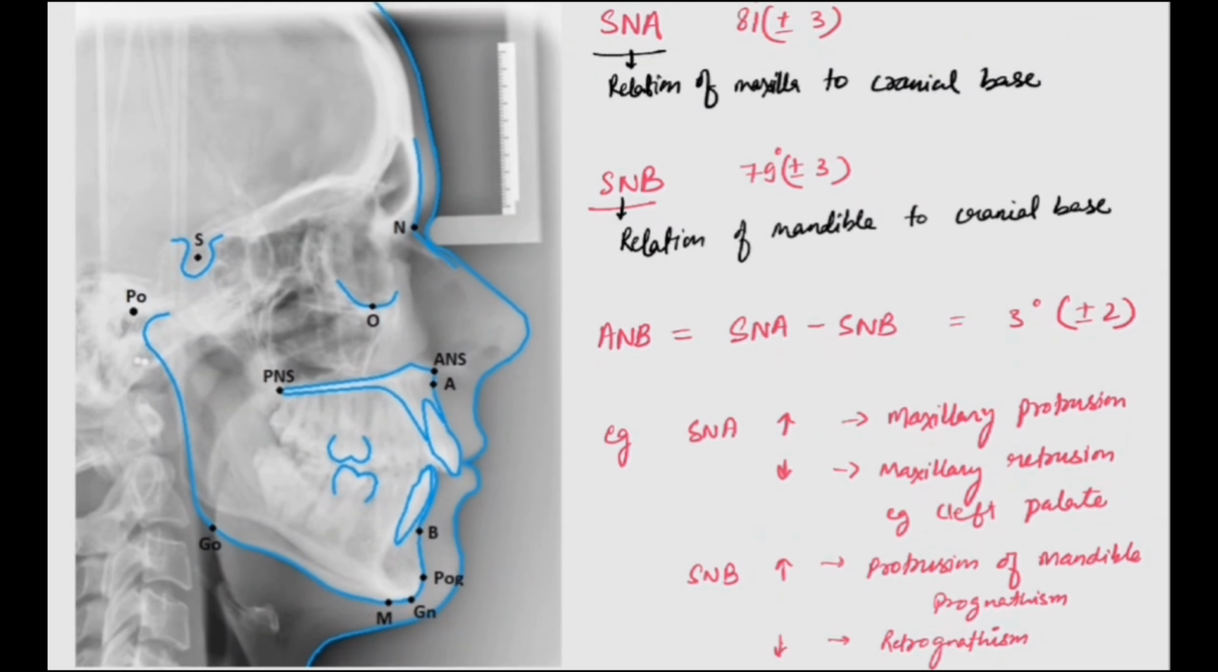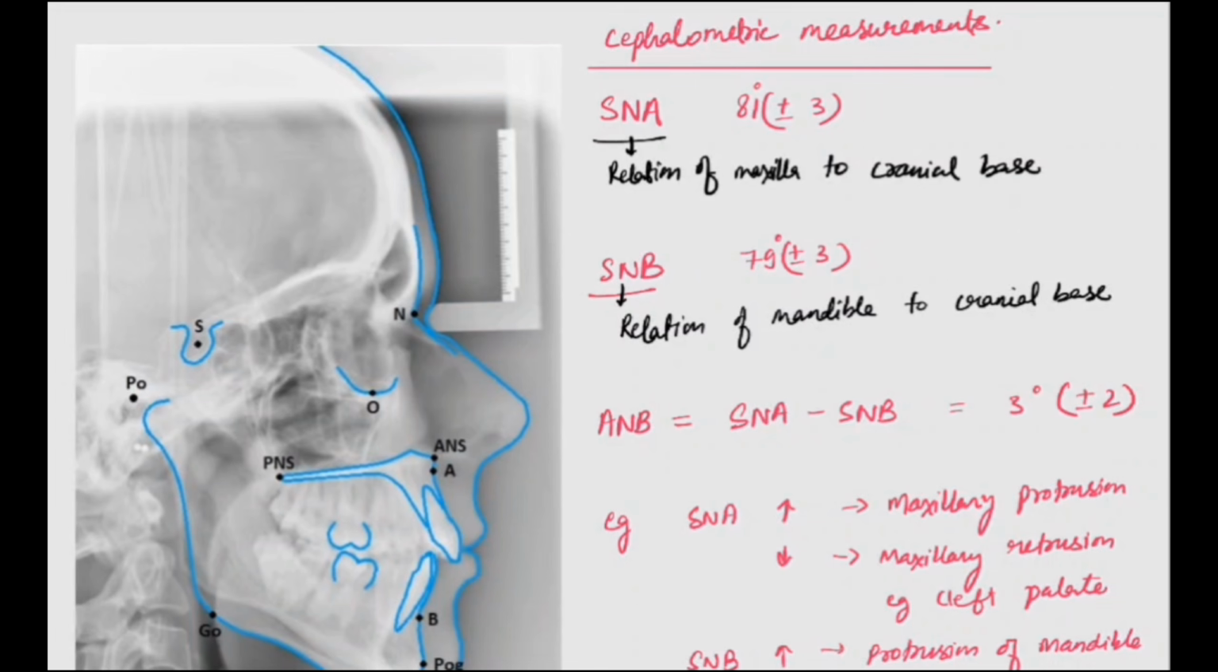These cephalometric measurements are very important in determining how much correction is going to be done in orthognathic surgeries.